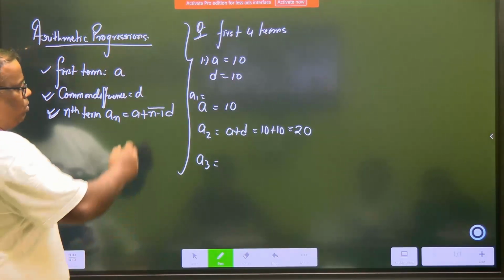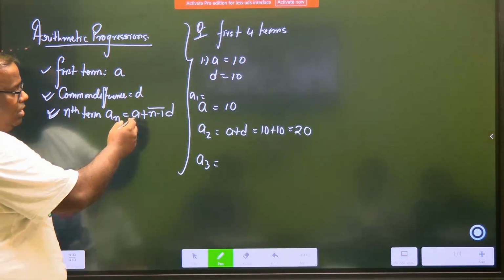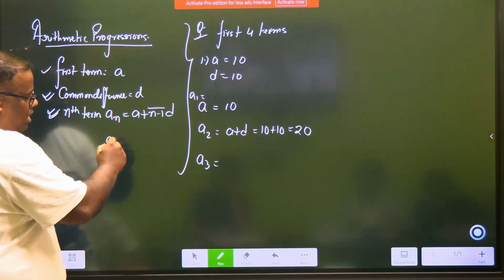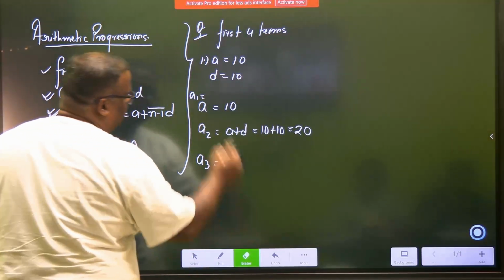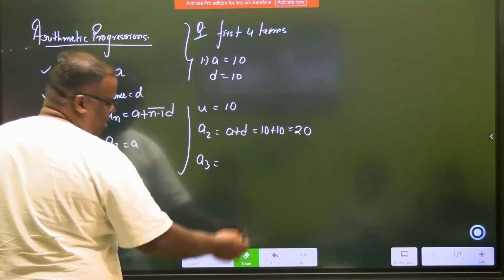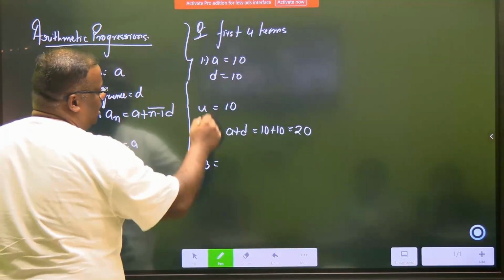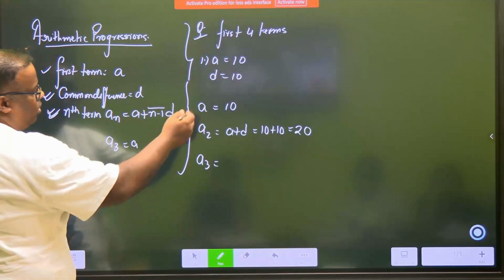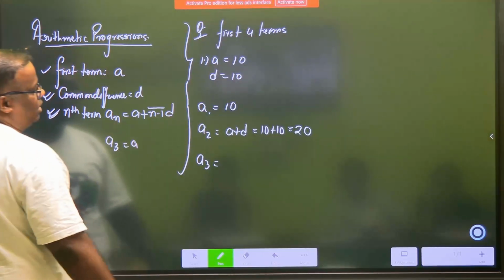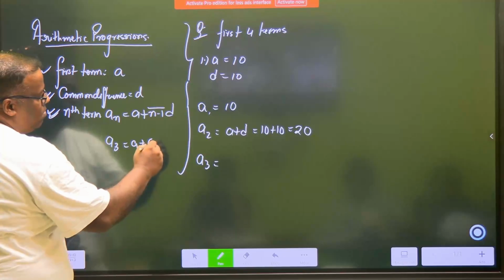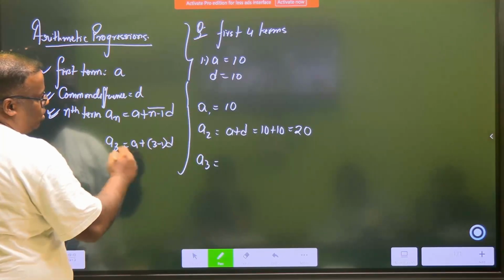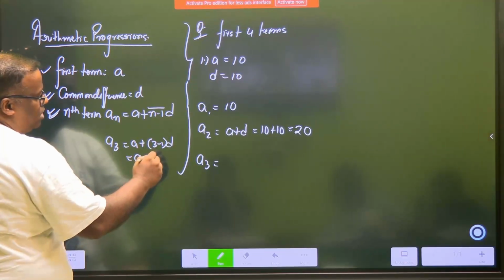A3 you can find using this formula now if you want. A3 is equal to A, the first term. Many people do not write this A, it is understood as the first term. So your A3 is A plus 3 minus 1 into D. So your A3 is always the first term plus 2D.